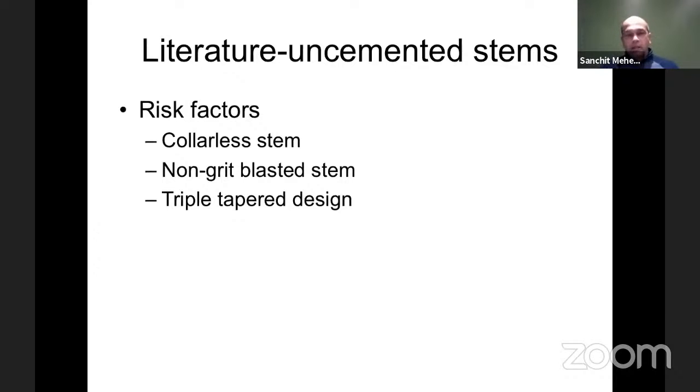For uncemented stems, a collarless stem, a non-grit blasted stem, and a triple tapered design have been predisposed to periprosthetic fractures. Now, there's not necessarily a cause-effect relationship, but the association is more. It could just be, like I said earlier, that the number of stems of this type going in are more, hence the incidence of periprosthetic fractures is more.